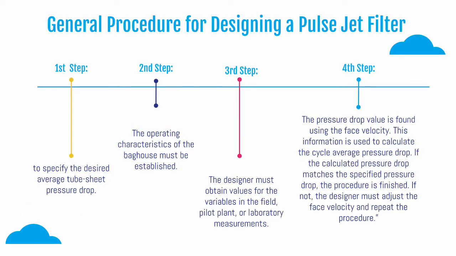There is a general procedure for designing a pulse jet filter that we followed to complete our control project. The first step is to specify the desired average tube sheet pressure drop. The second step is to determine the operating characteristics of the baghouse. The third step is that the designer must obtain values for the variables from field, pilot plant, or laboratory measurements. The fourth step is finding the pressure drop using the face velocity, and this information is used to calculate the cycle average pressure drop. If the calculated pressure drop matches the specified pressure drop, the procedure is finished, and if not, the designer must adjust the face velocity and repeat the procedure.